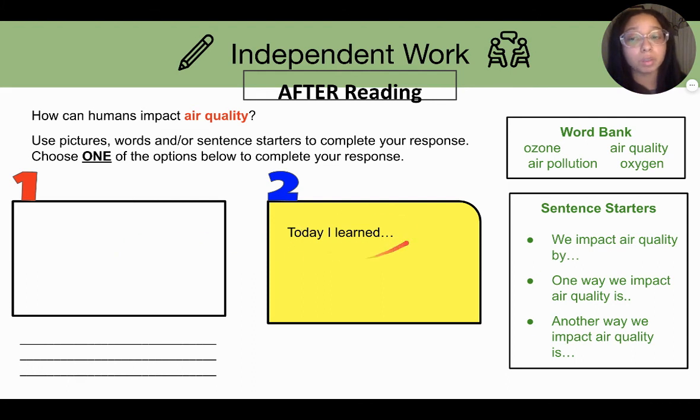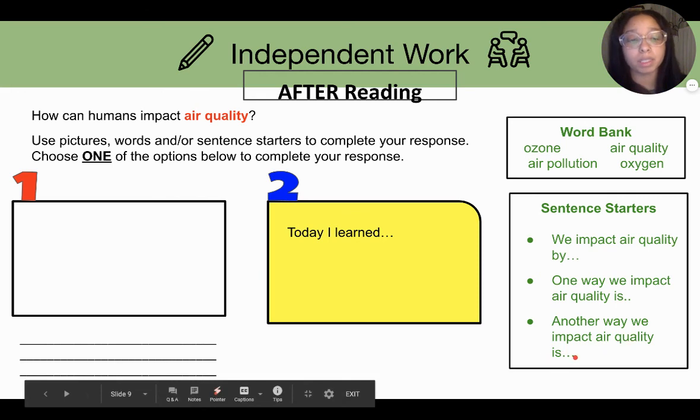For option 2, you can use words from this word bank and these sentence starters to complete your response. The word bank says ozone, air quality, air pollution, and oxygen. Sentence starters you can use are, we impact air quality by, one way we impact air quality is, or another way we impact air quality is.